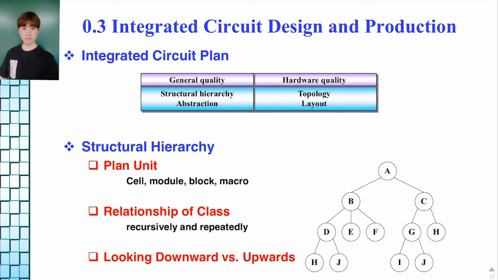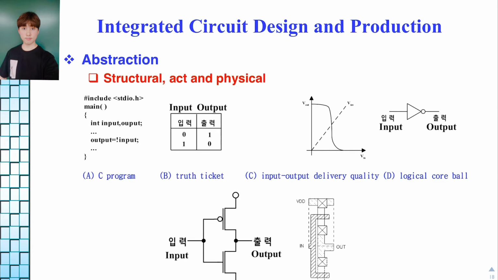In MOSFET, large mobility is a good characteristic, so integrated circuits usually use more NMOS than PMOS. In integrated circuits, we consider general quality and hardware quality. This is an explanation of an inverter.